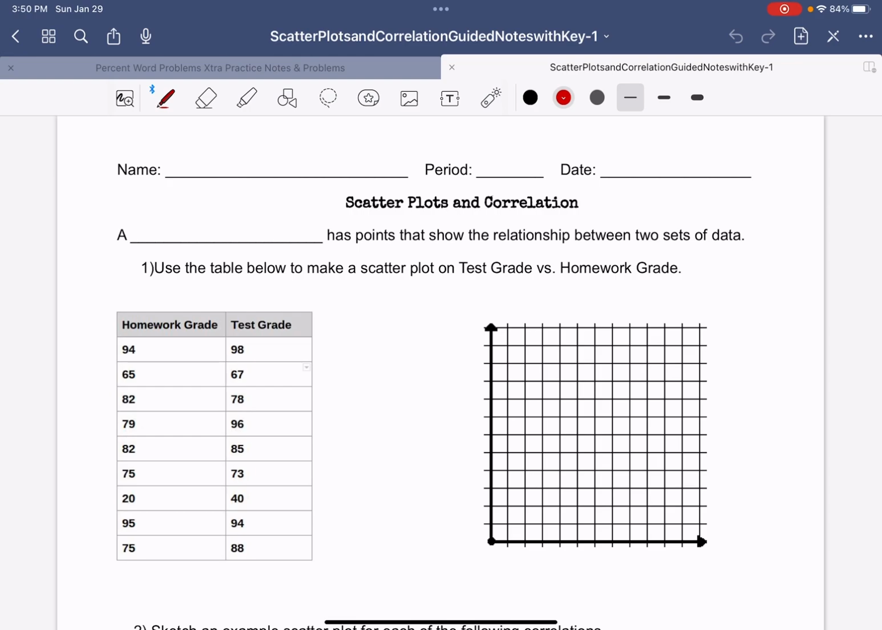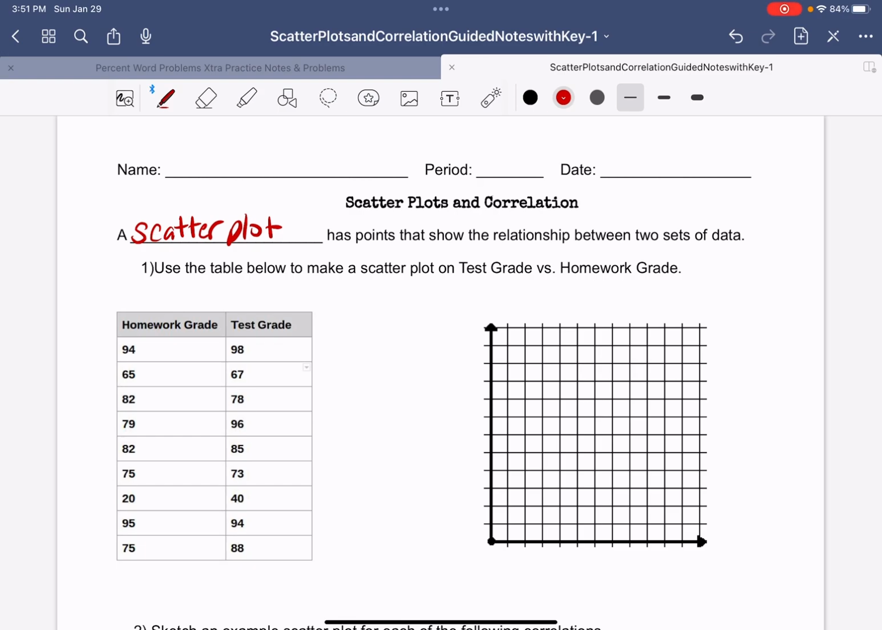We're going to basically look at the relationship between two sets of data to determine whether or not there's any kind of correlation. This is something that you will see on the PSAT, the SAT. You will see it when we read publications, all kinds of things. So that way you can analyze what you're seeing graphically. All right, so for the first blank, you're going to put right here a scatter plot has points that show the relationship between two sets of data.